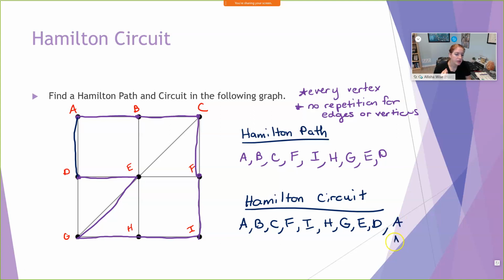Now, a couple things to notice. The first and last vertex will be repeated. They are the only ones that are allowed to be repeated. You cannot repeat any other vertex, only the beginning and end vertices. And something else to think about is that these are not the only Hamilton paths. These are not the only Hamilton circuits. I just gave you one example. There's actually a lot of different Hamilton paths and circuits in this graph. You just have to make sure you're visiting every vertex and you're not repeating any edges or vertices. Okay.